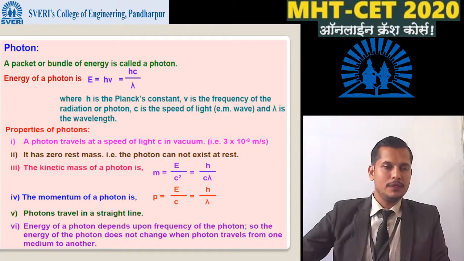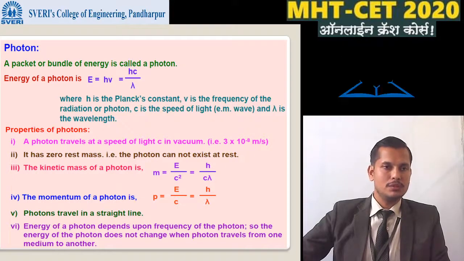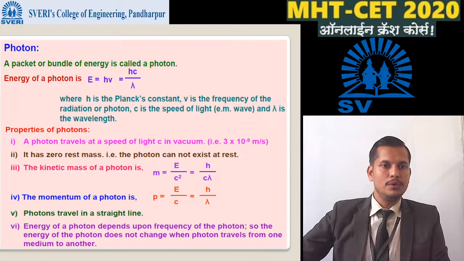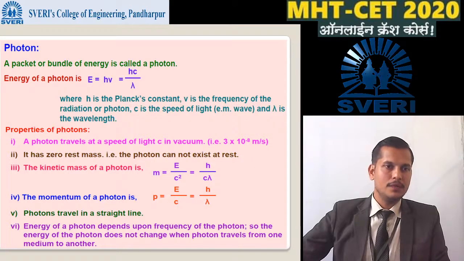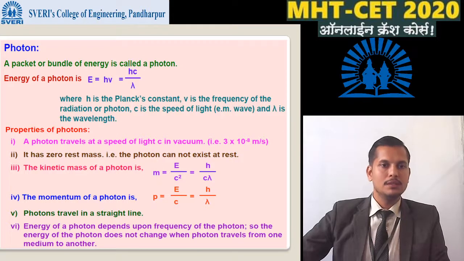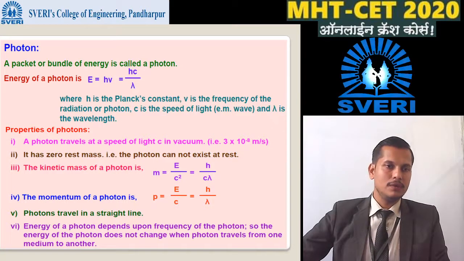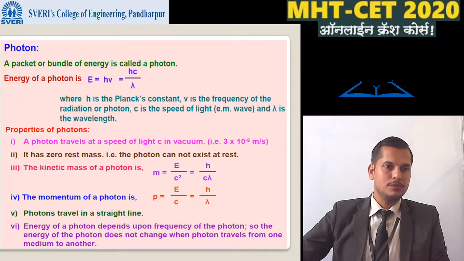यामध्ये प्रत्येक टर्मचं मीनिंग काय आहे तर E म्हणजे एनर्जी, दॅट इज एनर्जी ऑफ फोटॉन. h म्हणजे काय तर प्लँक्स कॉन्स्टंट. nu is the frequency of the radiation of photon. c म्हणजे velocity, speed of light, electromagnetic wave आहे. and lambda is the wavelength, त्याची wavelength आहे त्याला आपण लॅम्बडा असं म्हणतो.